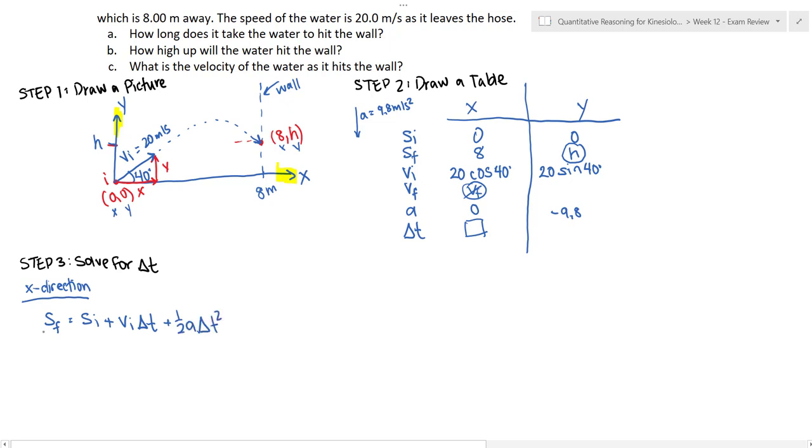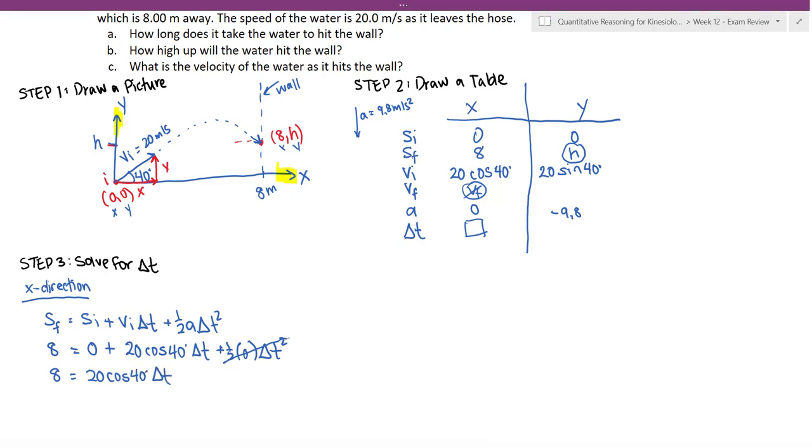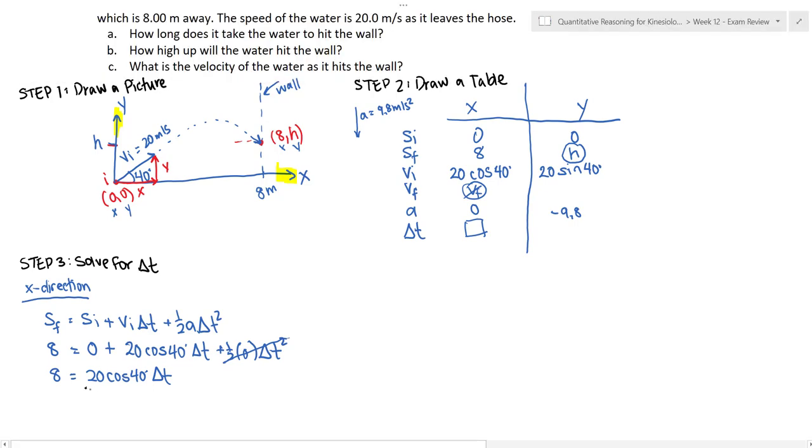And we'll start to sub in all the values that we know. So s final is 8, s initial is 0, v initial is 20 cos 40 degrees, delta t, plus 1/2 a is 0, delta t squared. So since there's a 0 multiplied by this term, all of it goes to 0. And we're left with 8 is equal to 20 cos 40 degrees delta t. We're trying to solve for delta t, so we're just going to divide both sides by 20 cos 40 degrees.